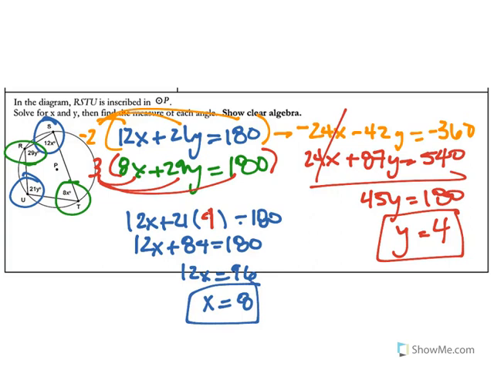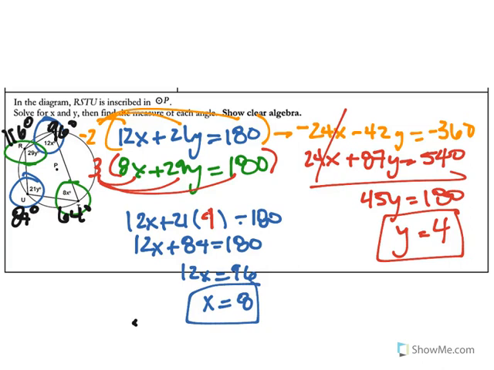Oh, no, wait, it says find the measure of each angle. Let's do that real fast. Just some multiplying, so I'm not going to show the work out, but for angle S, I'm doing 12 times 8, which is 96 degrees. For angle T, I'm doing 8 times x, which is 8. 8 times 8 is 64. Angle U is 21 times y, which is 4. 21 times 4 is 84. And then angle R is 29 times y, or 29 times 4, which is 116.